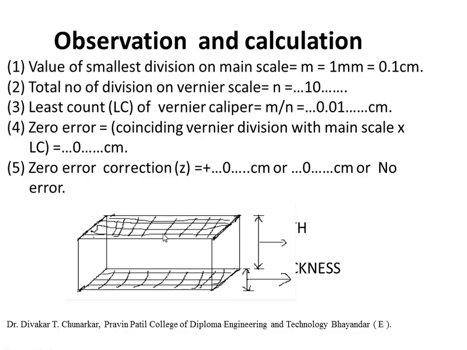So student, first here is the observation. The value of the smallest division on the main scale is 1 mm, that is 0.1 centimeter. The total number of divisions on the vernier scale, n, equals 10. Then the least count is m upon n, that is 1 upon 10, equal to 0.01 centimeter. Zero error: the vernier coinciding with the main scale, this is 0, and zero error Z equals 0, because in this vernier caliper there is no error.